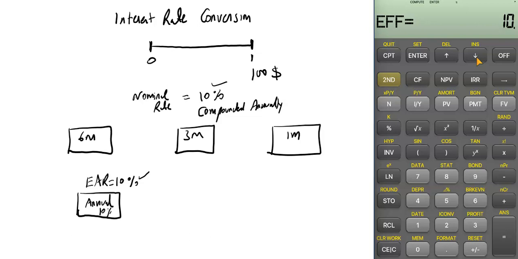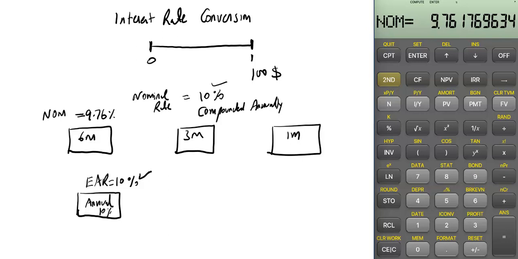So now if we want to earn the same effective annual rate, what will be the nominal rate of 6-month compounding, if we compound the cash flow in a 6-month time? So how to do it? Arrow down. Now we want to compound it twice in a year, so it will be 2. Keep the effective annual rate same. Compute the nominal rate. So it will be 9.76%. This will be the nominal rate. This will be the annual rate, obviously.